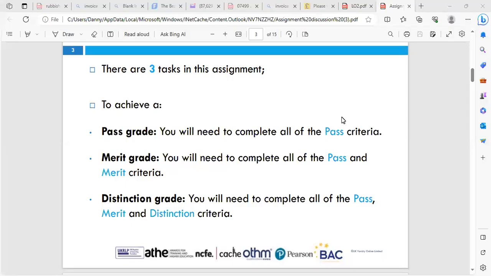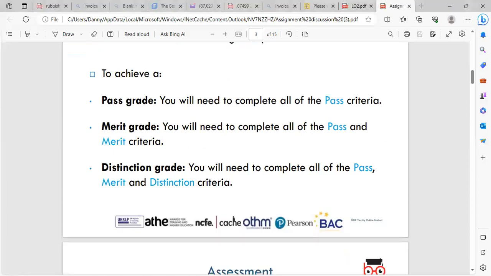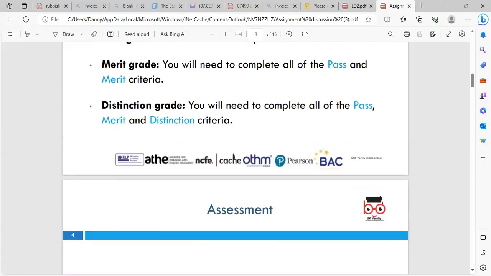We have three tasks in this assignment. We expect that people will achieve a pass grade, a merit grade, or a distinction grade. So we have the pass grade that you need to complete to get a pass mark, the merit grade that you need to complete to have pass and merit criteria, and then the distinction grade that you need to complete to get a pass, merit, and distinction.